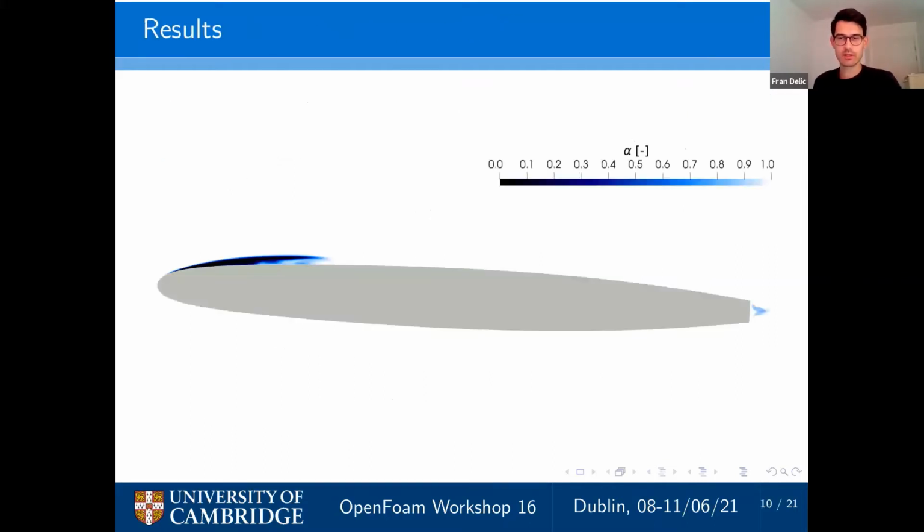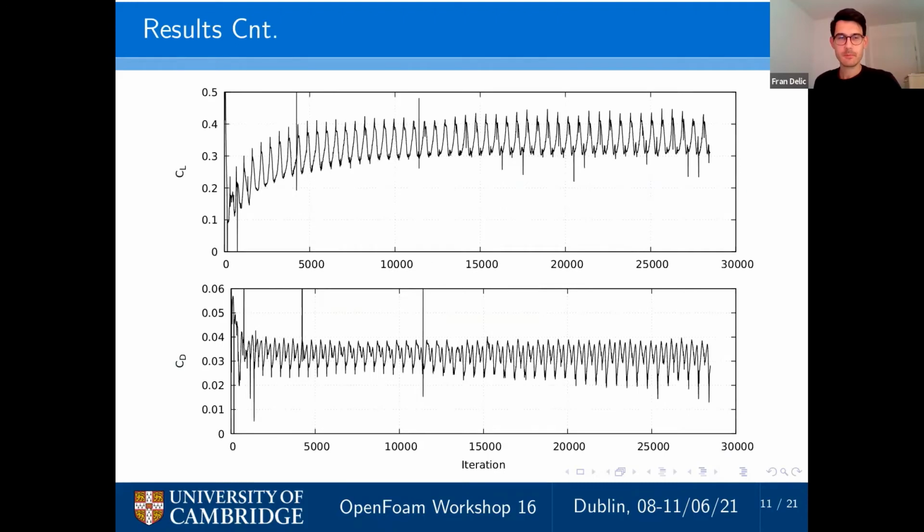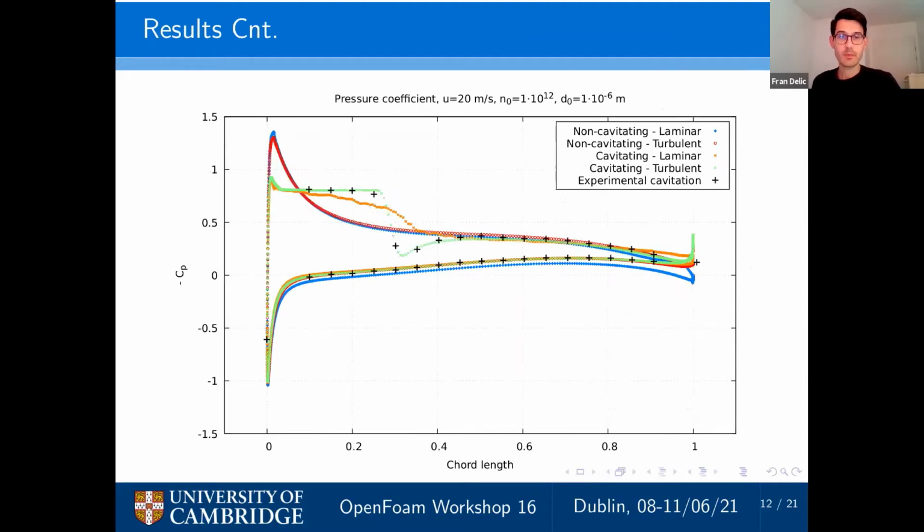Now, going on to the result, this is an ECA 009 truncated hydrofoil. This is the time-averaged fraction field, where the white is the liquid and the blue is the vapor. Here we can see cavitation on the leading edge and a small cavitating area on the trailing edge. Looking at the lift and drag coefficients, we can see the quasi-stationary nature of cavitation and the cavitating sheets which detach from the hydrofoil.